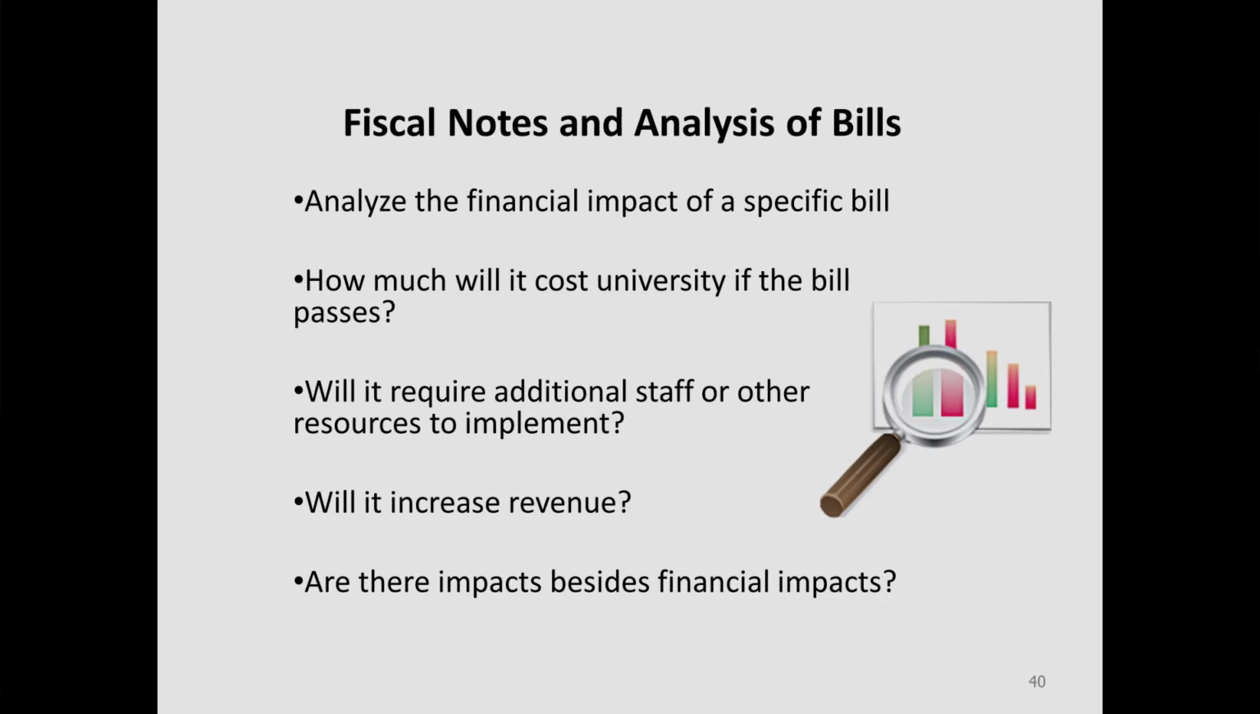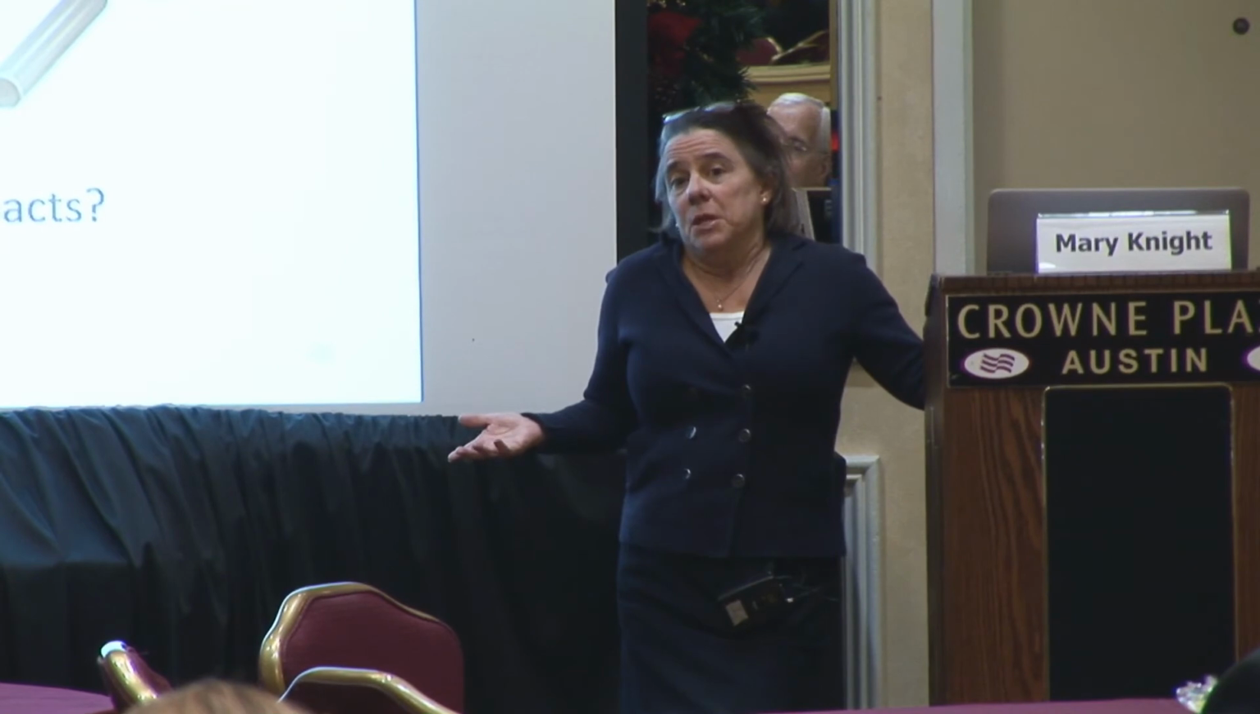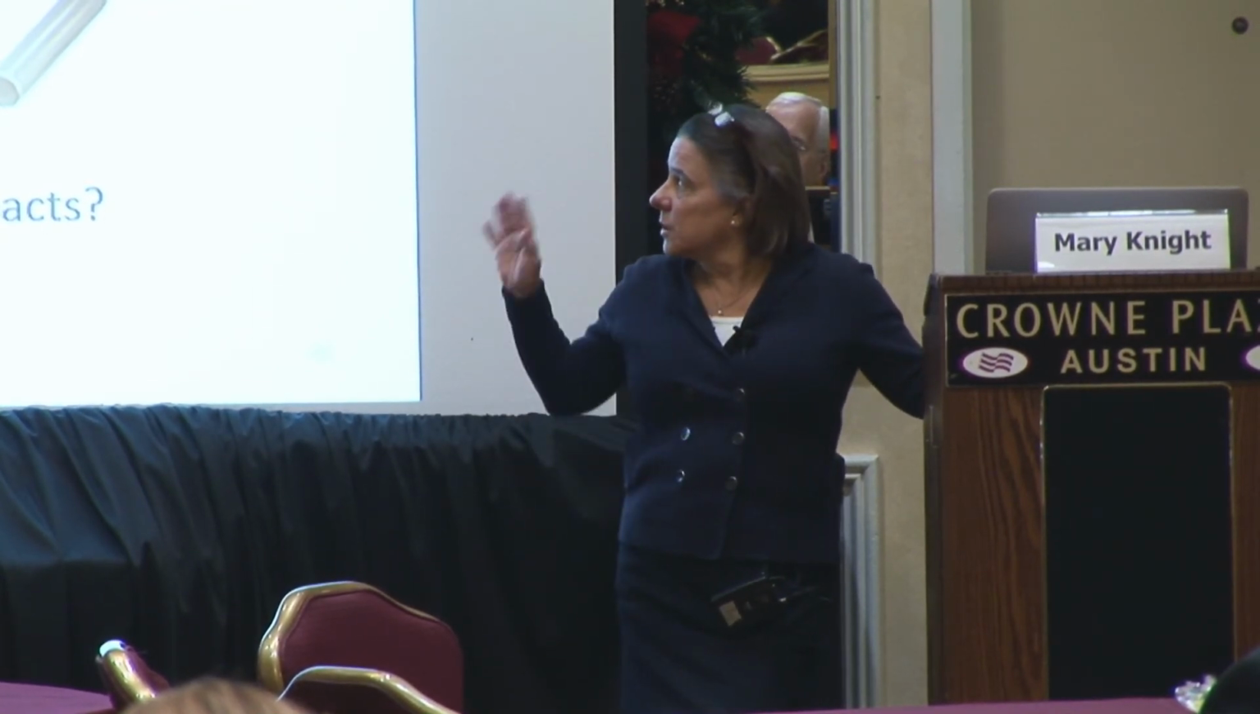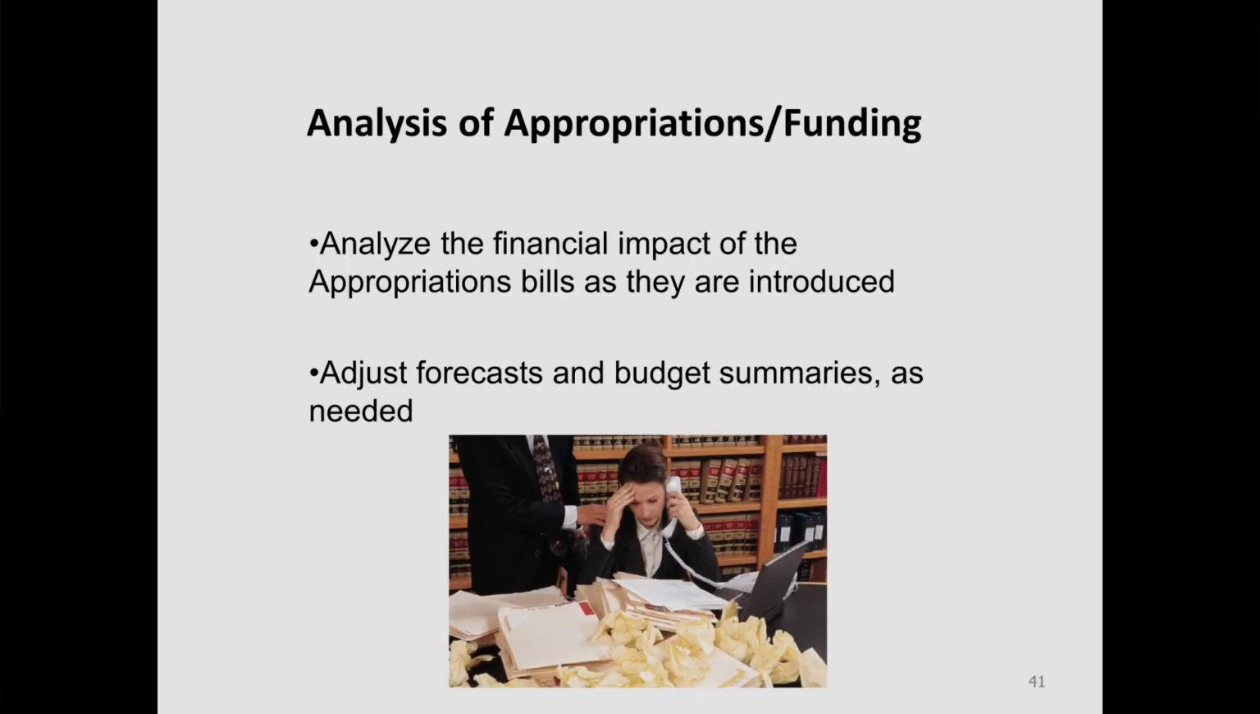And then during the legislative session, we're also doing a lot of work with fiscal notes. Every bill that is filed that's going to move forward has to have a fiscal note attached to it explaining how it will impact the institution in our case, but it could be state agencies as well. Will it cost us money to implement? Maybe it'll be a revenue generation. So it's really looking at the overall impact financially. And then we're also analyzing the appropriations and the funding and adjusting the forecasts to let the institution and the leadership know where we stand during the session.